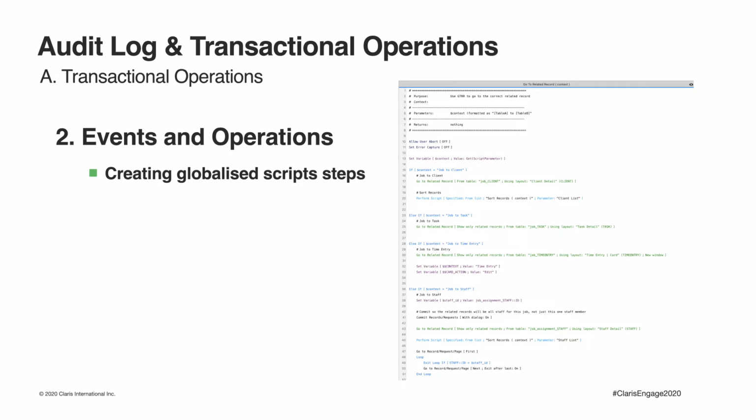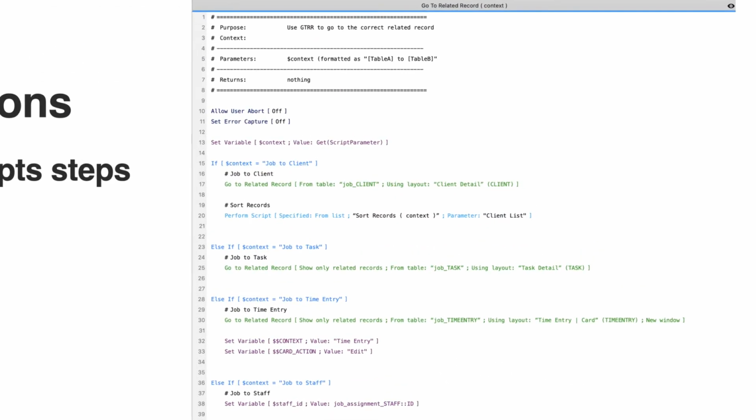Take this script from the template file named GoToRelatedRecord. This is a globalized script of the GoToRelatedRecord script step. The purpose of this script is to operate the same tasks when going from table A to table B and be consistent throughout the solution. As you can see here, the developer has included some additional operations to run when context is job to client or when context is job to time entry.